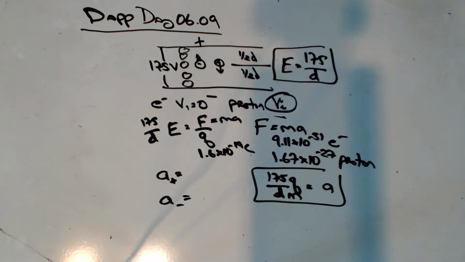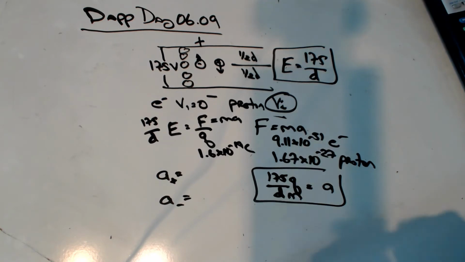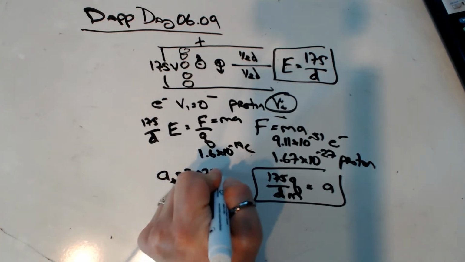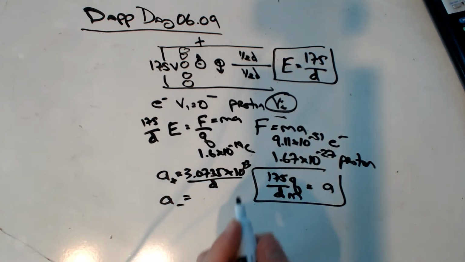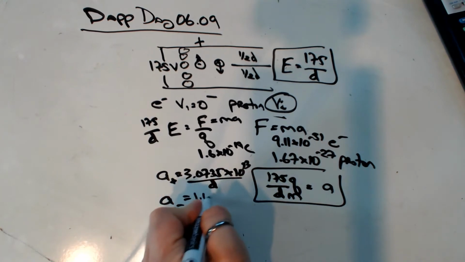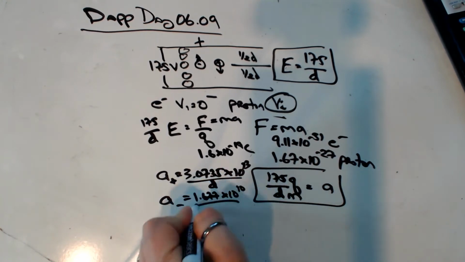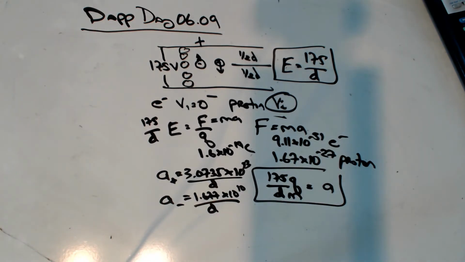And what I want to do is verify it. I have it written down here, but I want to make sure I have the right number. So 175 times 1.6 to the negative 19 divided by 9.11 e negative 31 gets me 3.07 times 10 to the 13. And I have 3.0735 written down. So I'm going to do that: 3.0735 times 10 to the 13 over D. And then for the proton, I had 1.677 times 10 to the 10 over D. All right, so that gives me the acceleration of each.